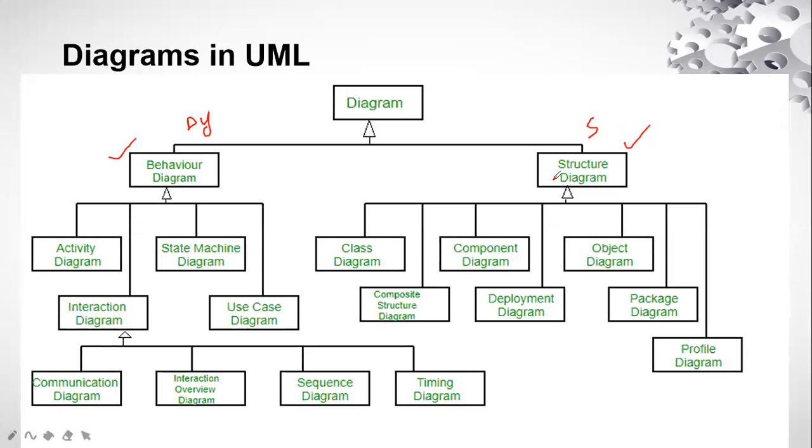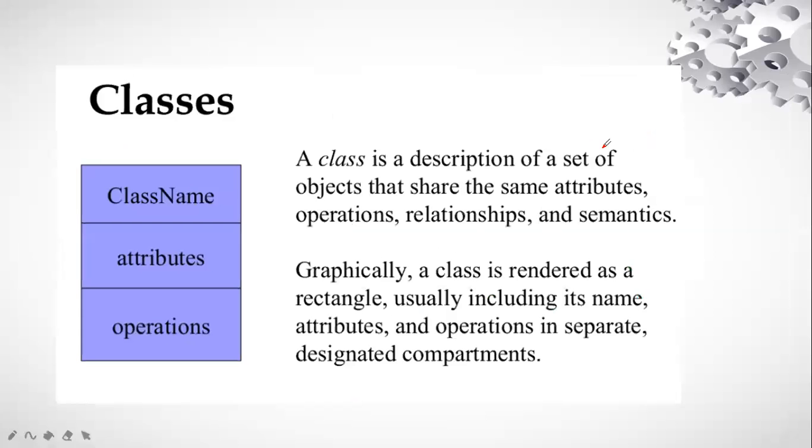We are going to do all the diagrams, and the first diagram we are going to do is the class diagram. This class diagram falls under the category of structural diagram. As I already told you, this is the static view of the software. Now we are going to understand what a class diagram is and how we draw these class diagrams.